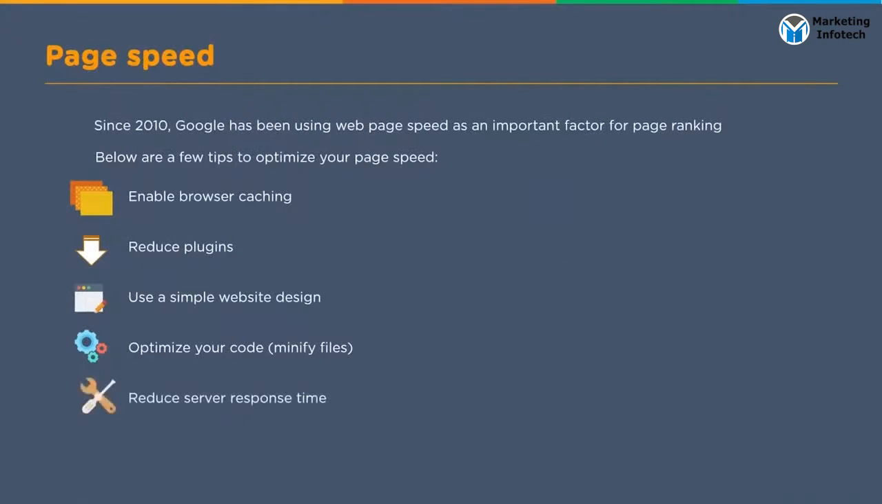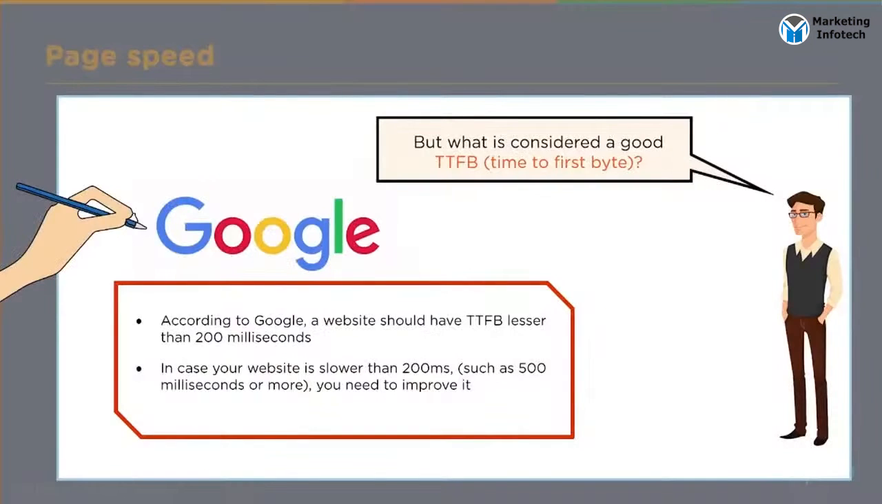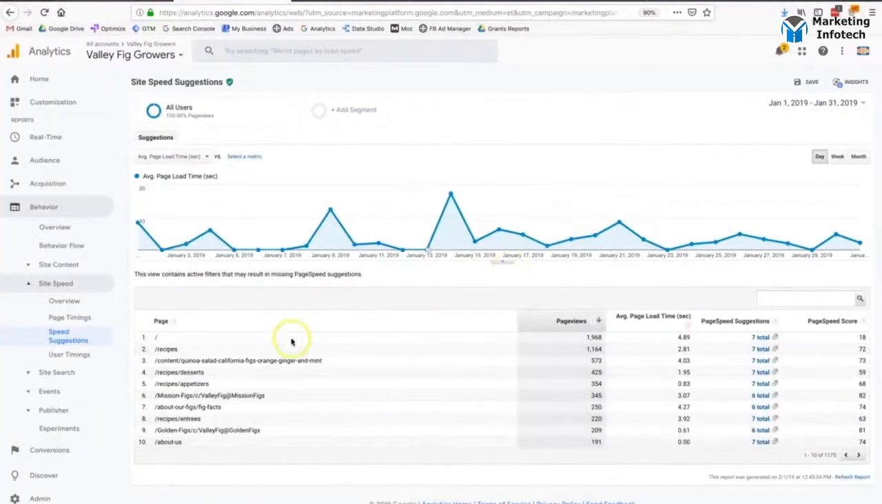Again, these are just some of the common issues with page load time. There could be other factors, so leaning on those Page Speed Insights reports will definitely help reduce page load time. According to Google, a website should have a time to first byte of less than 200 milliseconds. Milliseconds is very, very fast. In case your website is slower than 200 milliseconds, such as 500 milliseconds or more, you need to improve it. You don't even have to measure it by milliseconds. You can go by seconds, which is how most of us count time.